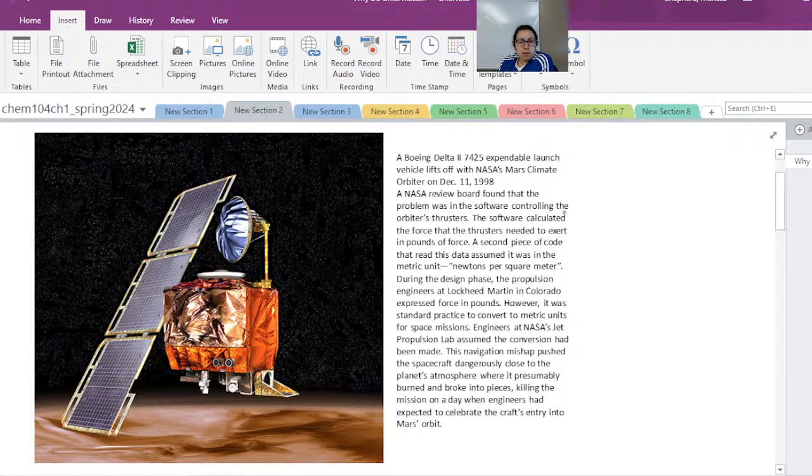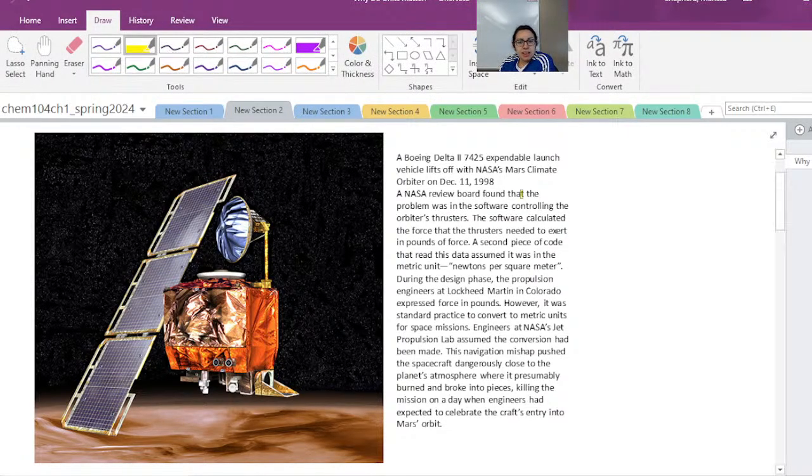They found that the problem was in the orbiter's thrusters and the program used to calculate that. The software was expecting it in pounds of force, but then the next piece of code assumed that it was in newtons per square meter. This was just due to a difference in teams. Yeah, it's scary. Lockheed Martin was in pounds, and apparently they were supposed to convert it to metric units, but they didn't, and NASA assumed that it was already made. So, whoops. That's why units matter.